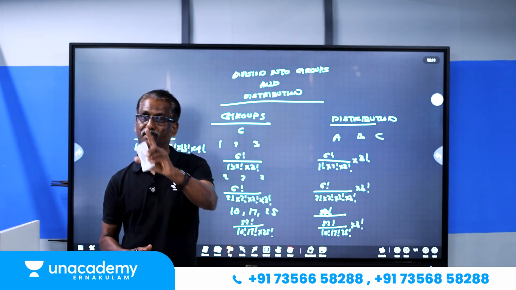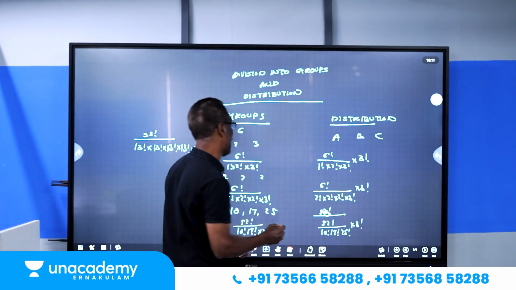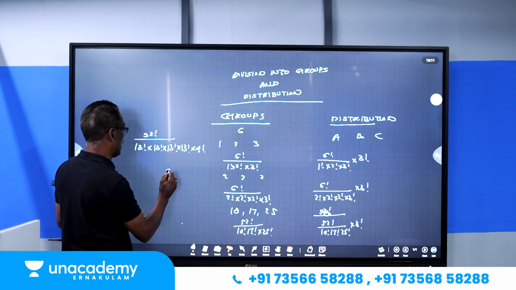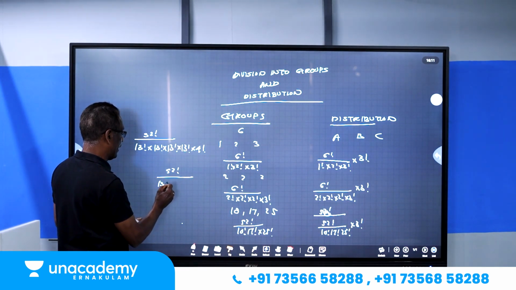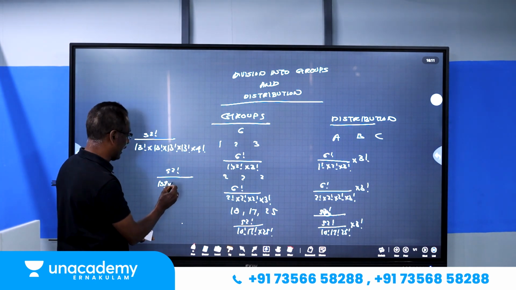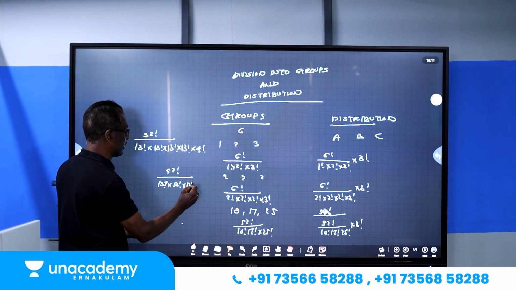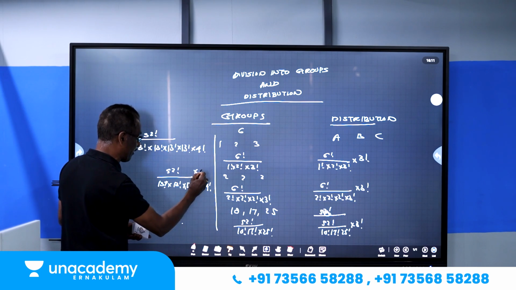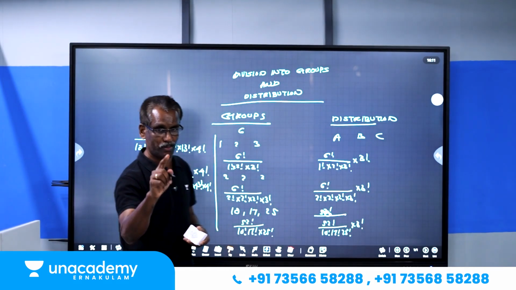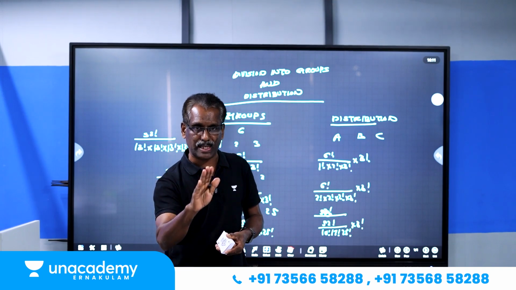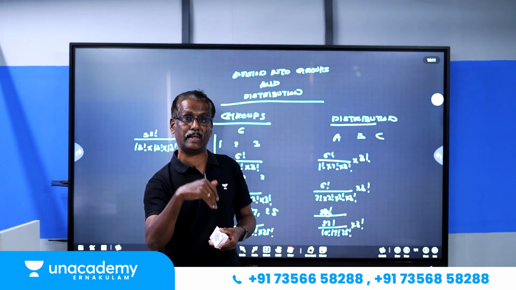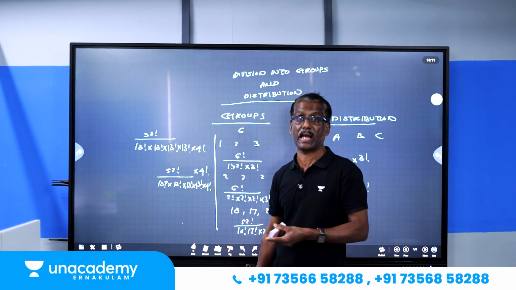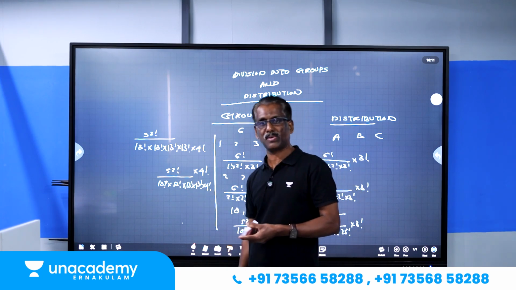Then distributing among 4 patients. What is the answer there? If I am distributing among 4 patients, the answer is 52 factorial divided by 13 factorial into 13 factorial into 13 factorial into 13 factorial into 4 factorial, into 4 factorial on the numerator. That means in that case the answer is 52 factorial divided by 13 factorial raised to 4. The 4 factorials get cancelled. So this is the answer to that question.